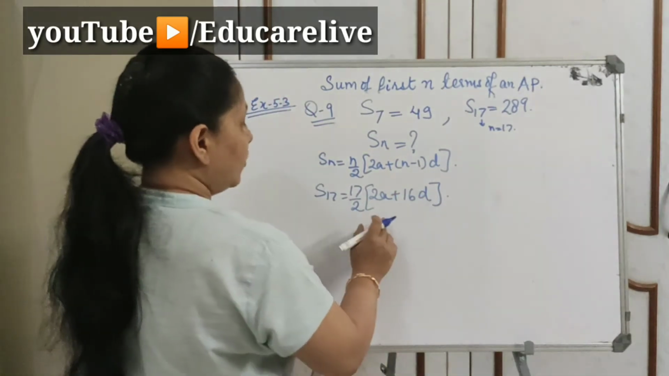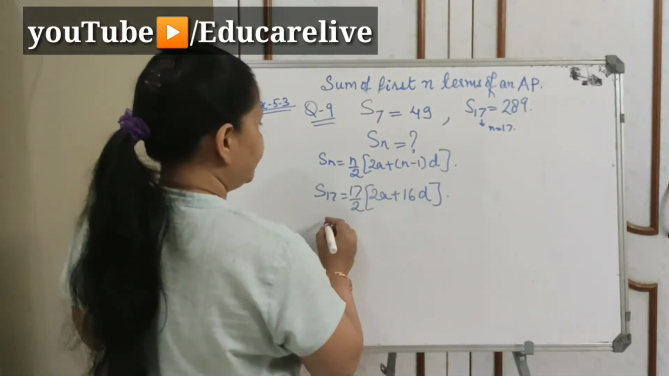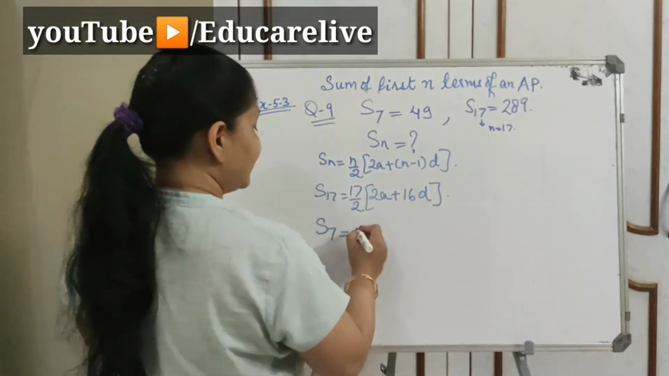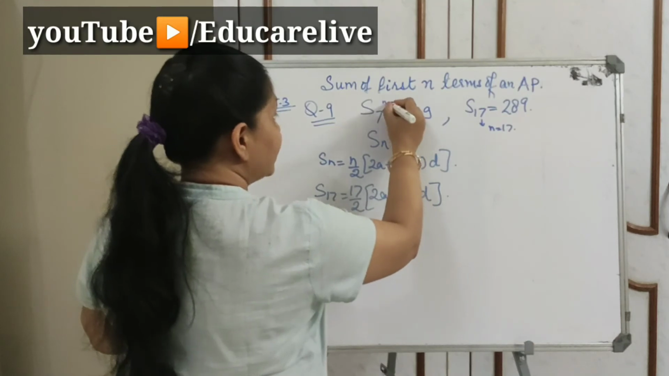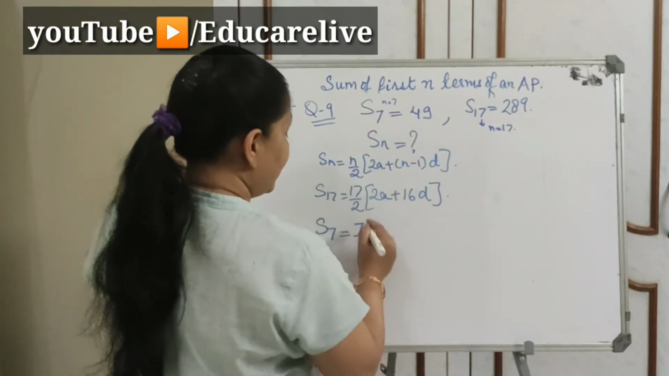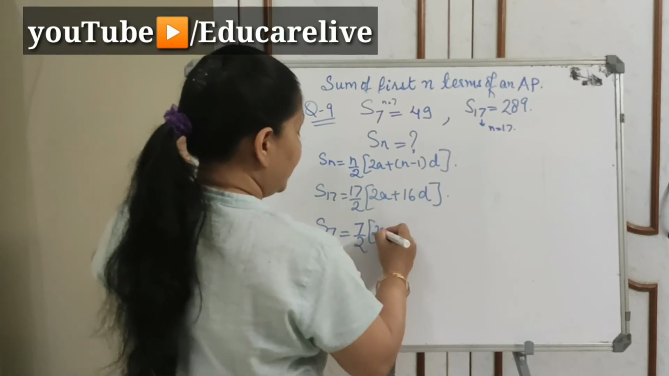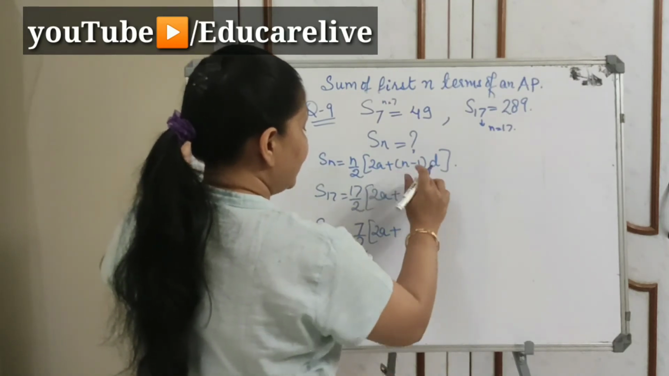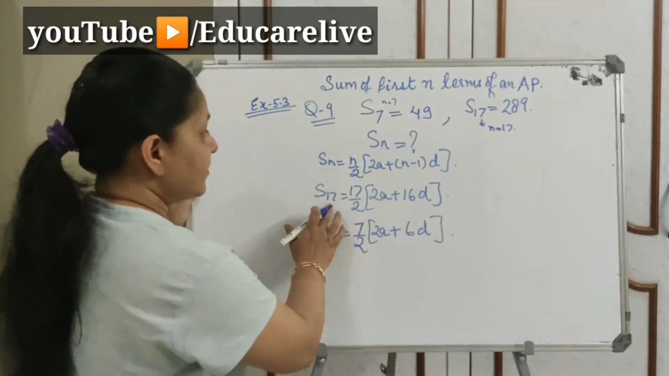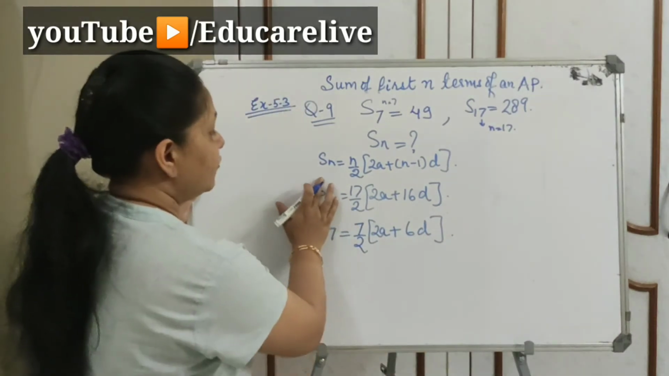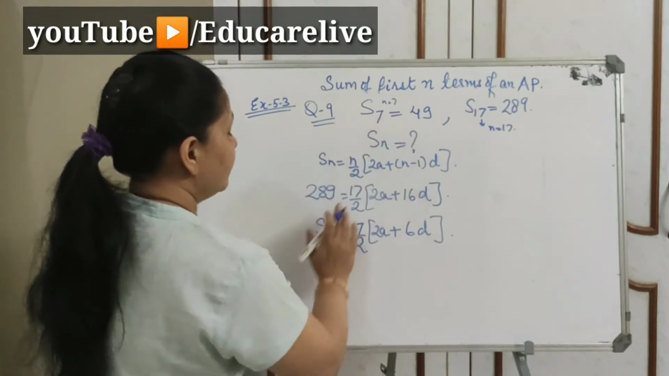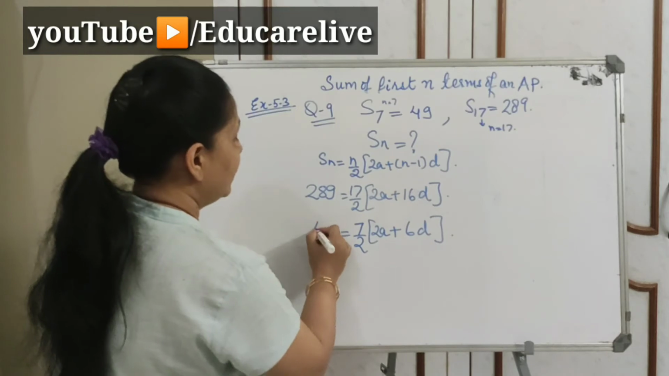Right? And also it is given that S7, now here n is equal to 7. So 7 by 2, in place of n I am writing 7. We don't know a, so 2a plus 7 minus 1 is 6d. So this is given to you. S17 is how much? 289. So I am writing 289. And S7 is how much? 49. So we have 49.